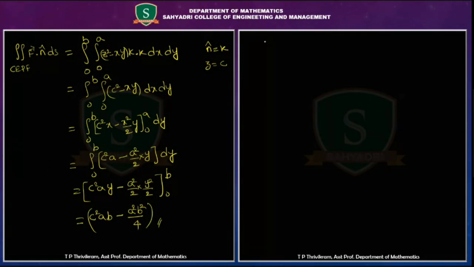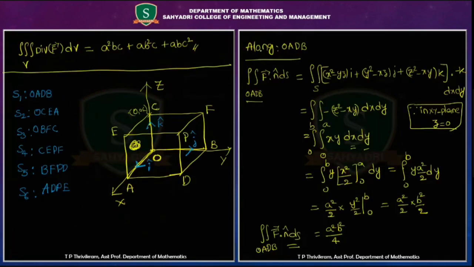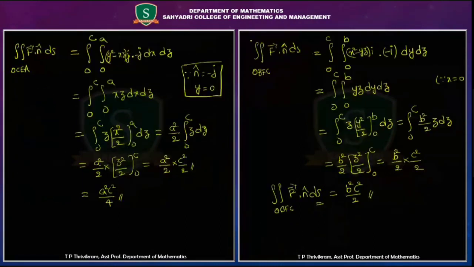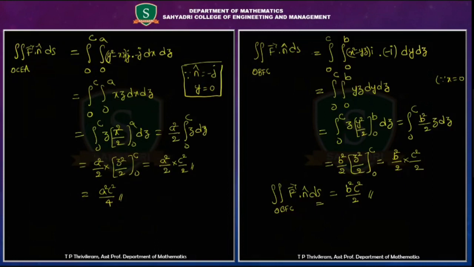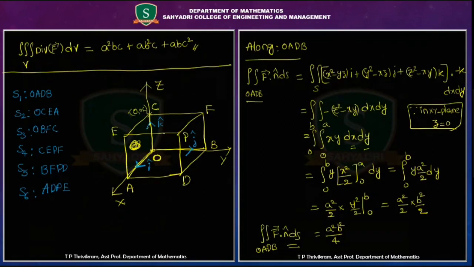Next surface is surface integral along BF PD. F dot n cap ds. So here what is n cap and what is the plane? So BF PD.